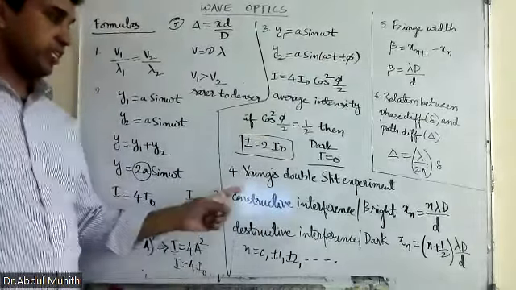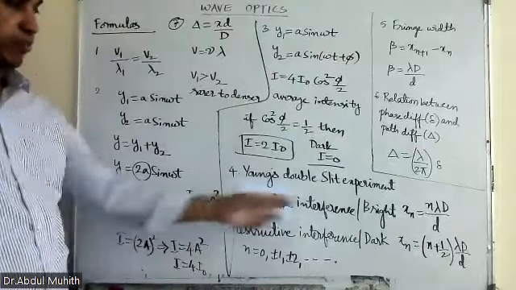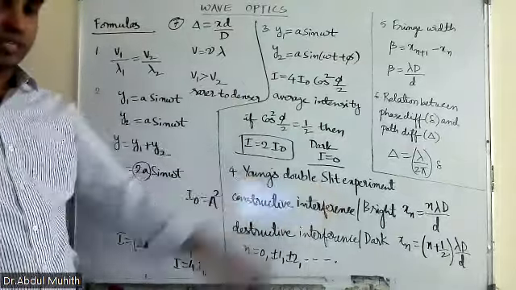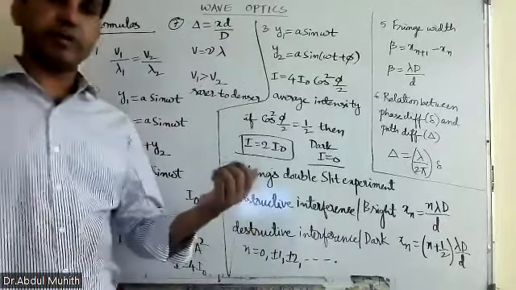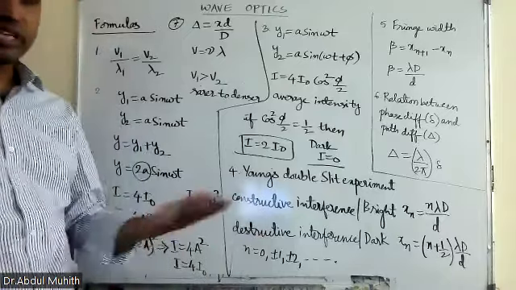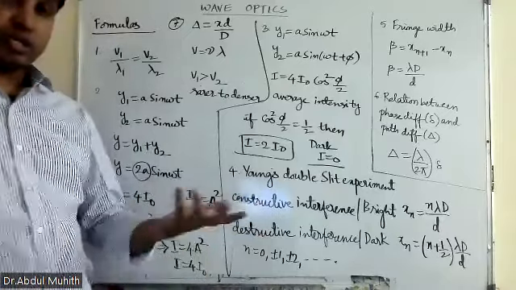Next one is Young's double slit experiment. In that, constructive interference or bright fringe or bright zone or bright region, whatever it is, they can use any name. Instead of bright fringe, they can say bright zone or bright region. So don't get confused with the term.